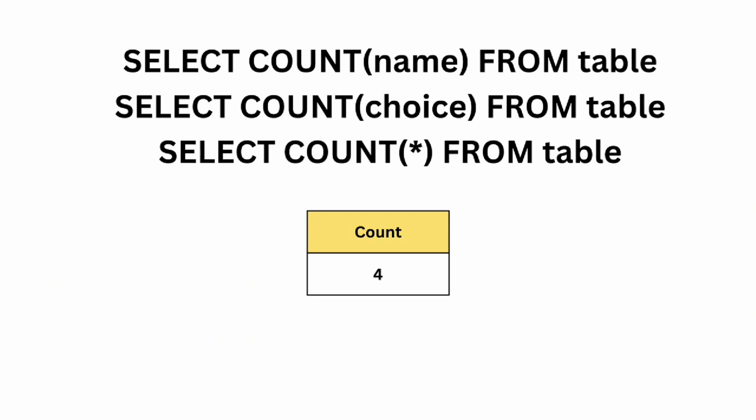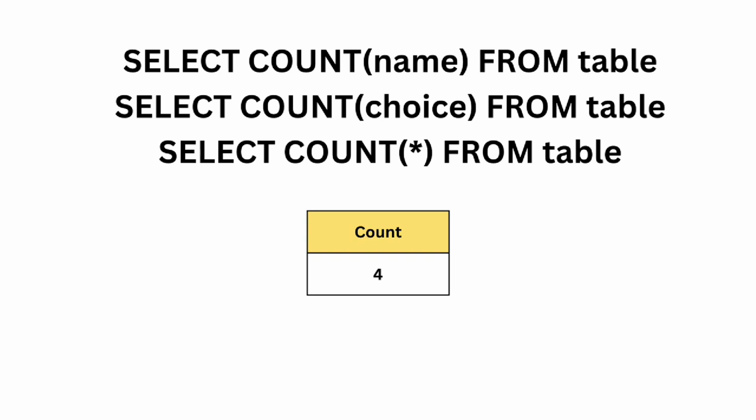Which is why, whether you call select count name from table, select count choice from table, or select count asterisk, which is just saying select the count of all the rows for all the columns in the table, they should all return the same thing. Since the original table has 4 rows, that means each column has 4 rows, which is why you usually just see an asterisk from the table.